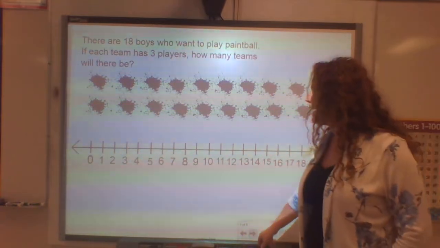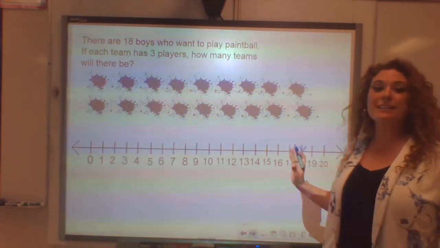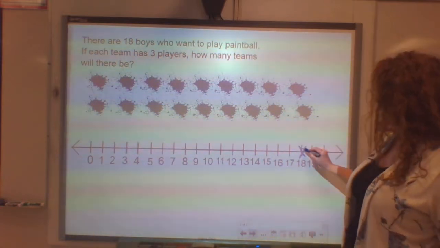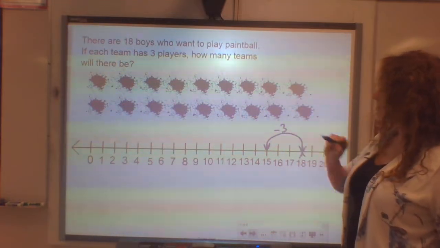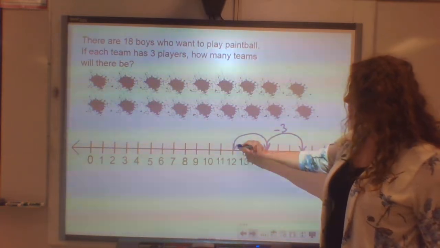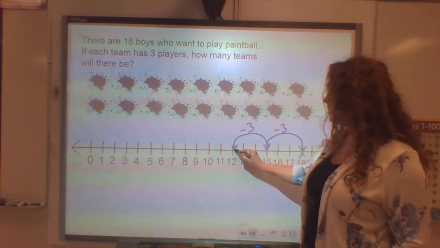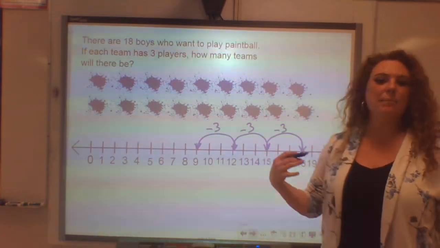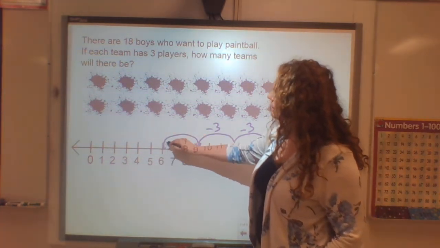So we're looking at number 18, okay, because there's 18 boys. So I'm going to put a little X on 18. Now I'm going to subtract 3 from 18 because I can put 3 boys on one team. So I'm going to subtract 3, and that's going to give me 15. Okay? Now I'm going to subtract another 3, and that gives me 12. Then I'm going to subtract another 3, which gives me 9. I need to keep going because I still have paintball players left. I'm going to subtract another 3, which gives me 6.